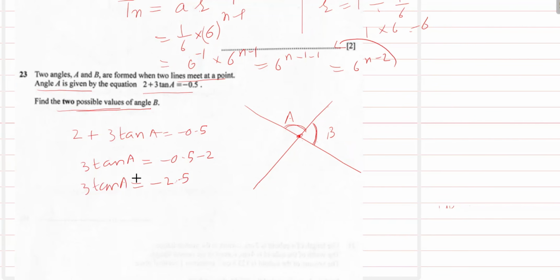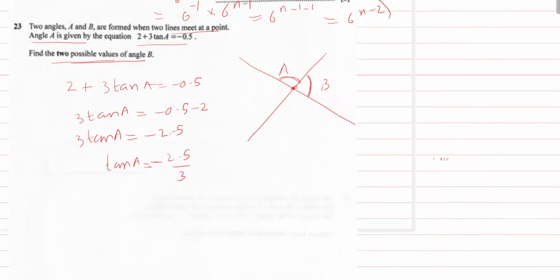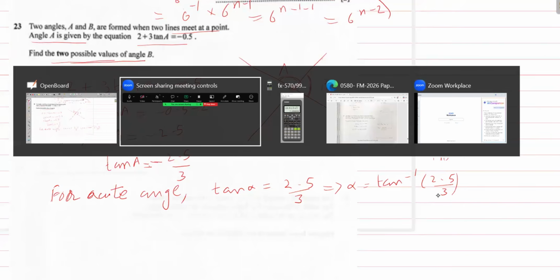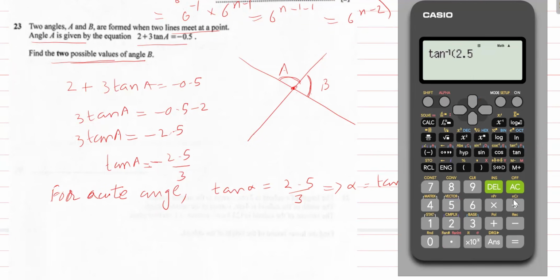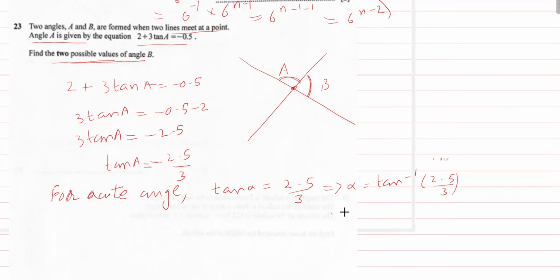and tan A will be equal to minus 2.5 over 3, and for the acute angle value of this tan A, we write tan alpha equal to 2.5 over 3, and alpha will be equal to tan inverse 2.5 over 3, and this will be equal to tan inverse 2.5 divided by 3. This is 39.8, and this angle is 39.8.